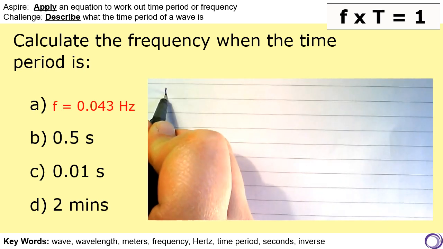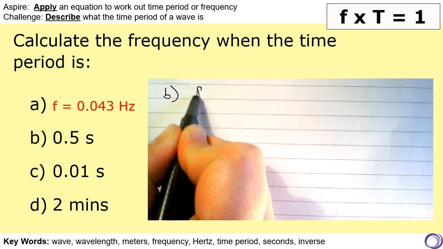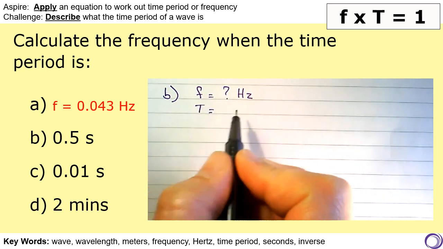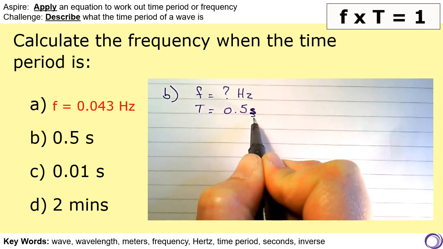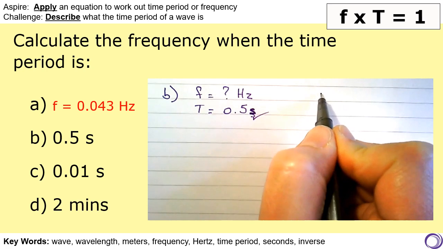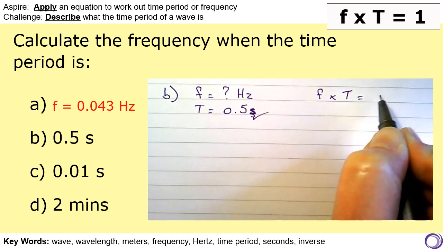Okay, in question B, again, we are looking for frequency. So that is our unknown, and the unit is hertz. And the time period that is given to us here is 0.5 seconds. Is that the correct unit? Yes, it is. So the equation is frequency times time period equals 1.